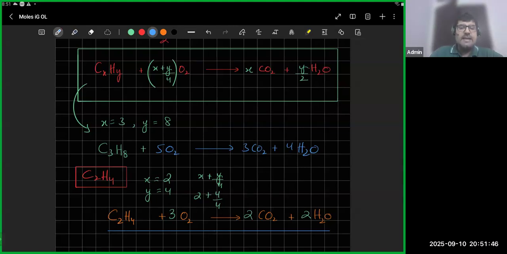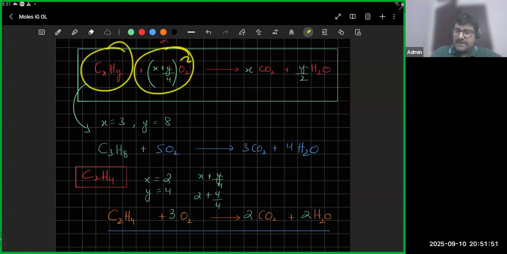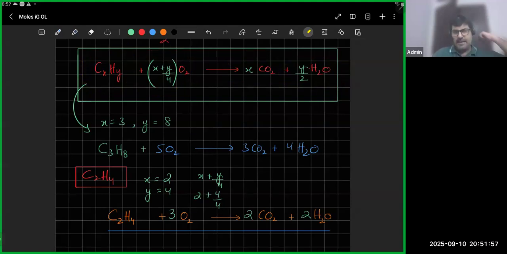Is this clear how this above equation could be used to balance any hydrocarbon equation? Malik, is this clear? Ahmed, Rania, Hania, is this clear? Yes, sir.